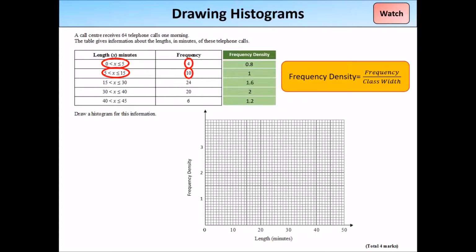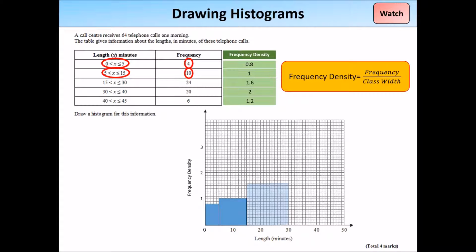At this point so far you've got 2 marks. You're going to get another 2 marks for correctly drawing this. So if I look at my first one, the length is 0 across to 5 and it goes up, my frequency density, it goes up to 0.8. So I've plotted that point in there. My next one goes from 5 to 15 and that goes up to 1.